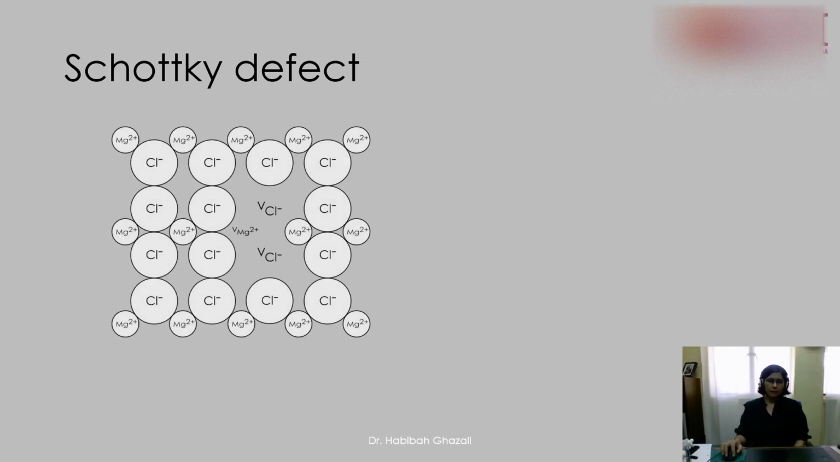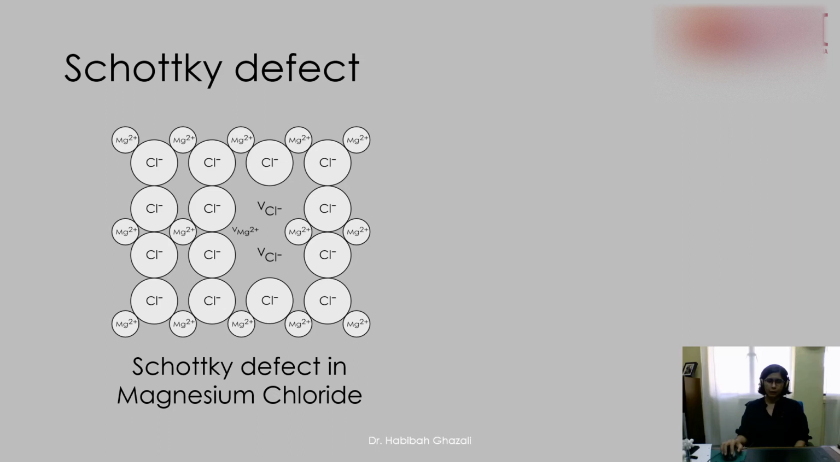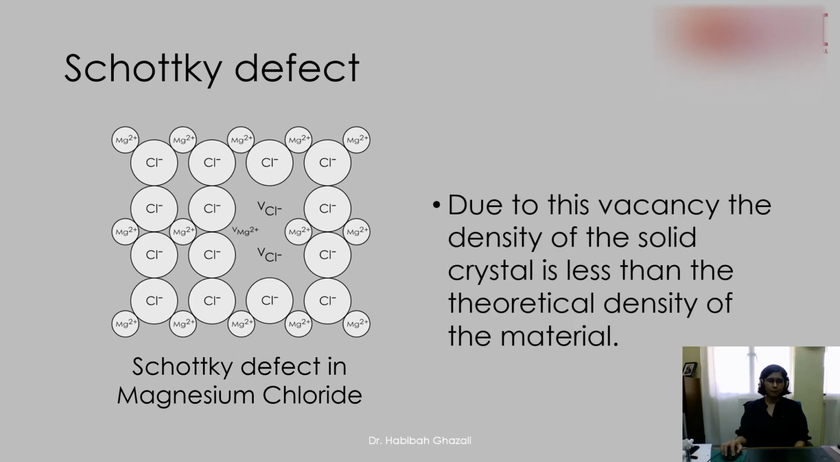Another example is when we have an ionic compound of magnesium chloride. So in this case, we will have two missing anions and also two missing cations to balance its neutrality. So due to this vacancy also, the density of the solid crystal will be lesser than the theoretical density of the materials.